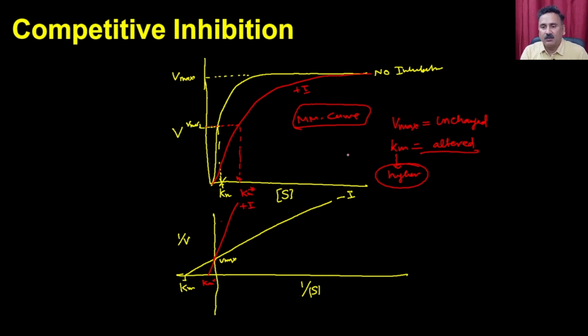And this is exactly what is going to happen, because the enzyme is now fractionating into this. This means effectively the enzyme substrate concentration is getting reduced, because some of the enzyme is getting channelized here. So you require more substrate so that the enzyme is able to show you the Vmax. So in competitive inhibition, the Vmax is going to remain unchanged, and the Km is actually going to alter.